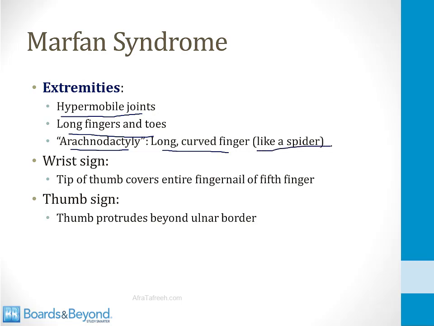There are two classic signs in the extremities. One's called the wrist sign. I'll show you a picture of this in a minute. This is where the tip of the thumb covers the entire fingernail of the fifth finger. And then the thumb sign is where the thumb protrudes beyond the ulnar border.